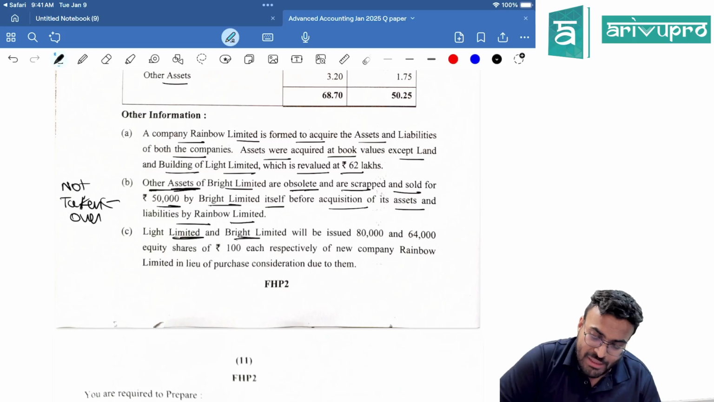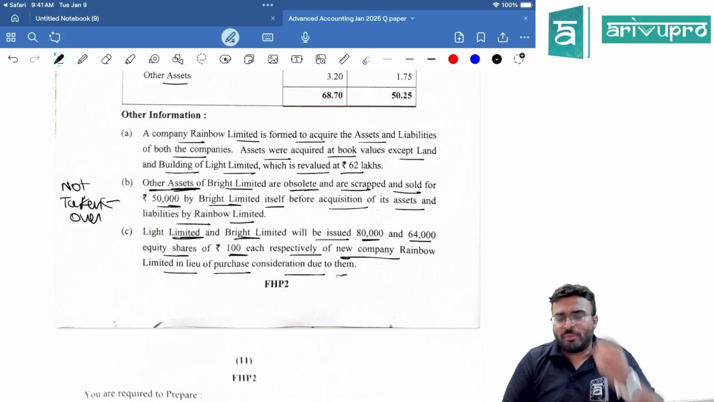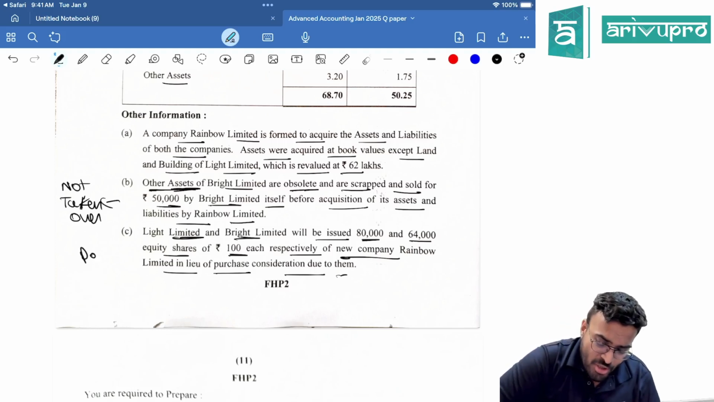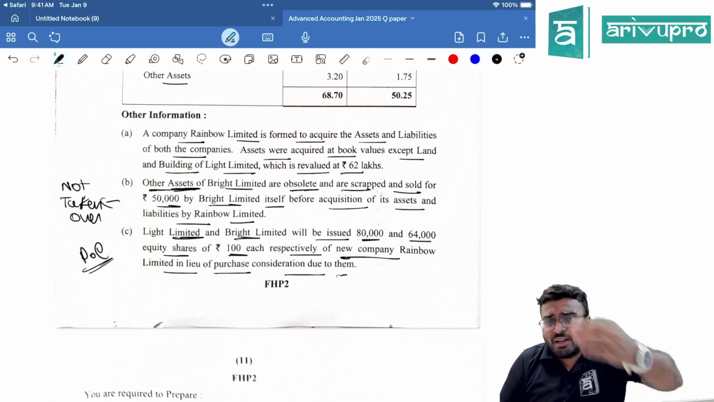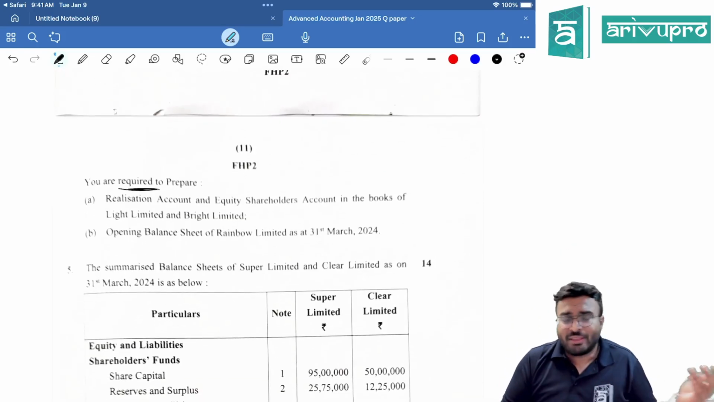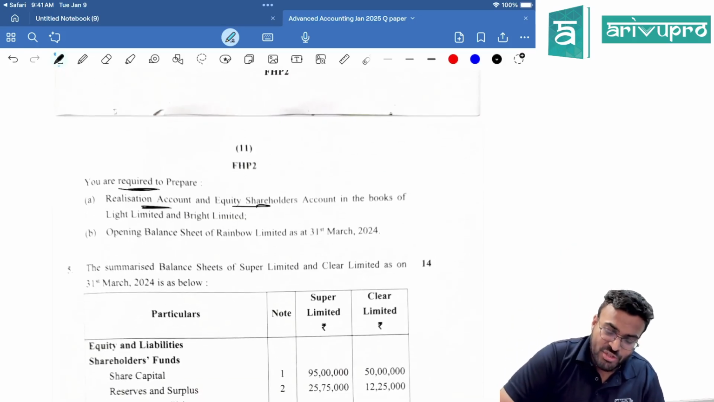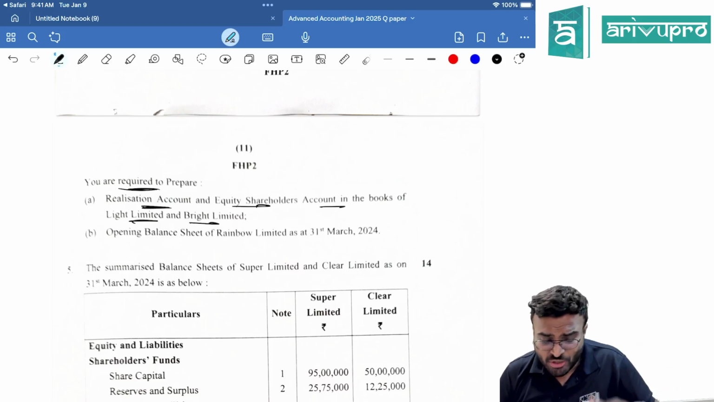Light Limited and Bright Limited will be issued 80,000 and 64,000 equity shares of 100 each, respectively, of new company Rainbow Limited in lieu of purchase consideration due to them. Directly PC, they have told that this much shares are issued, this much shares are issued. Till now we feel that it is net payment method. Okay, we'll see what happens. You are required to prepare realization account and equity shareholders account in the books of Light Limited and Bright Limited. Both the companies you have to prepare realization account and equity shareholders account.